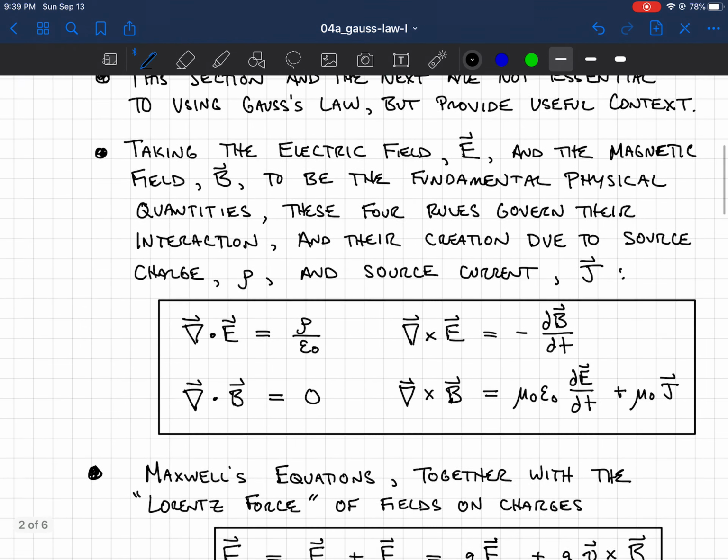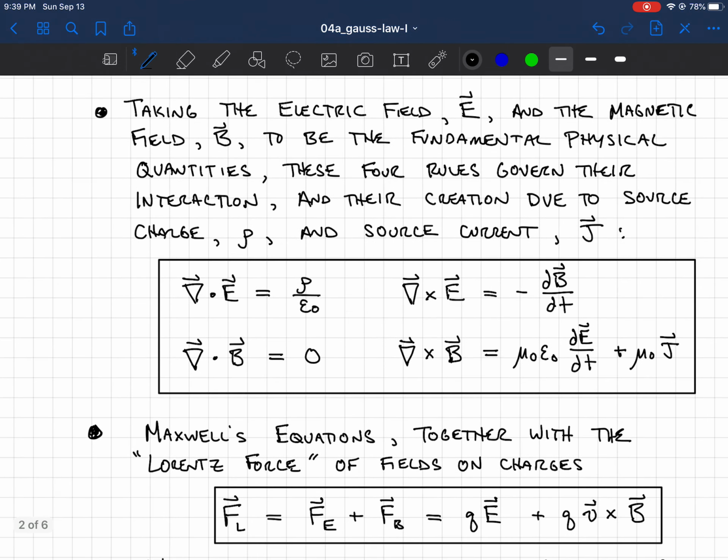So what we're going to see in this course is that the electric field and the magnetic field, which we'll come to in a number of weeks, are really the fundamental physical quantities of electromagnetism. We started with the Coulomb force. We talked about charge and forces between charges, but it turns out that those are actually consequences of Maxwell's equations and of what's called the Lorentz force.